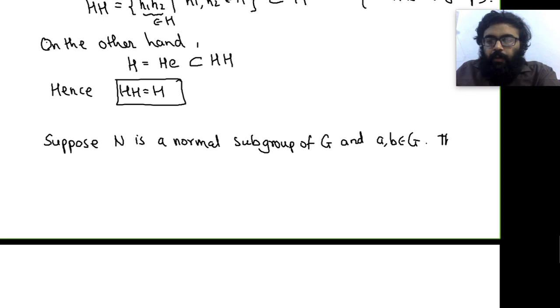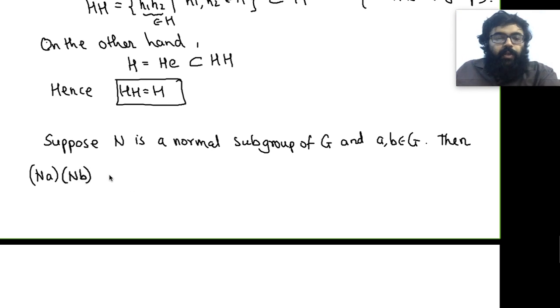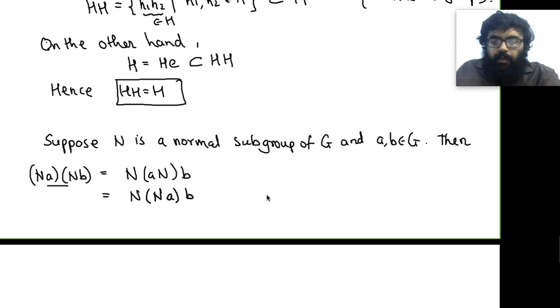So then, Na, and let us multiply this with Nb. What is this? This we can write as N, aN, b. But what is aN? aN is a left coset of N in G. But because N is normal, what we have proved is aN equals Na, just in the previous lemma. So this is nothing but N, Na, b. Why? Since N is normal, by the previous lemma, we proved that Na equals aN.